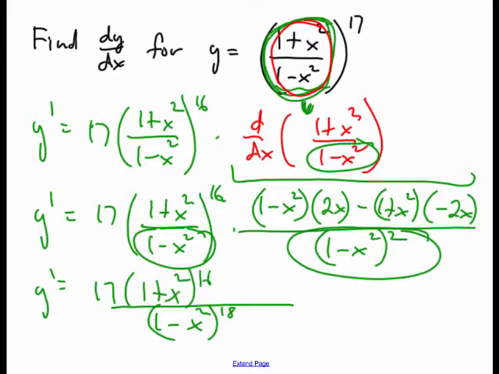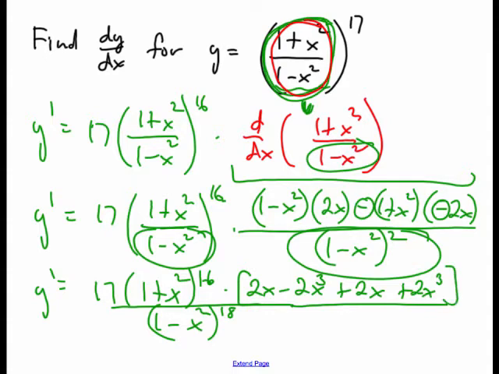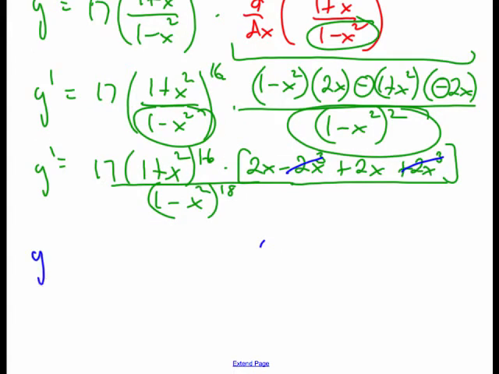And then I could multiply this out and simplify this. So I'm going to get 2x minus 2x cubed. I've got the two negatives canceling here. So it's going to be plus 2x plus 2x cubed. Isn't that nice? The x cubes cancel out. And so I'm left with a final derivative as follows.